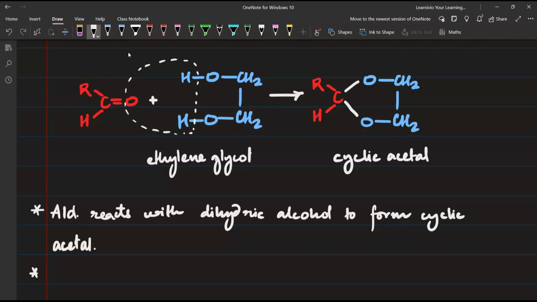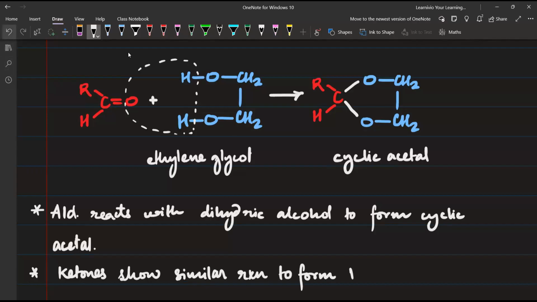To form cyclic acetal. Ketones can also show similar reaction, right? Ketones show a similar reaction to form ketal. We'll also see that reaction.